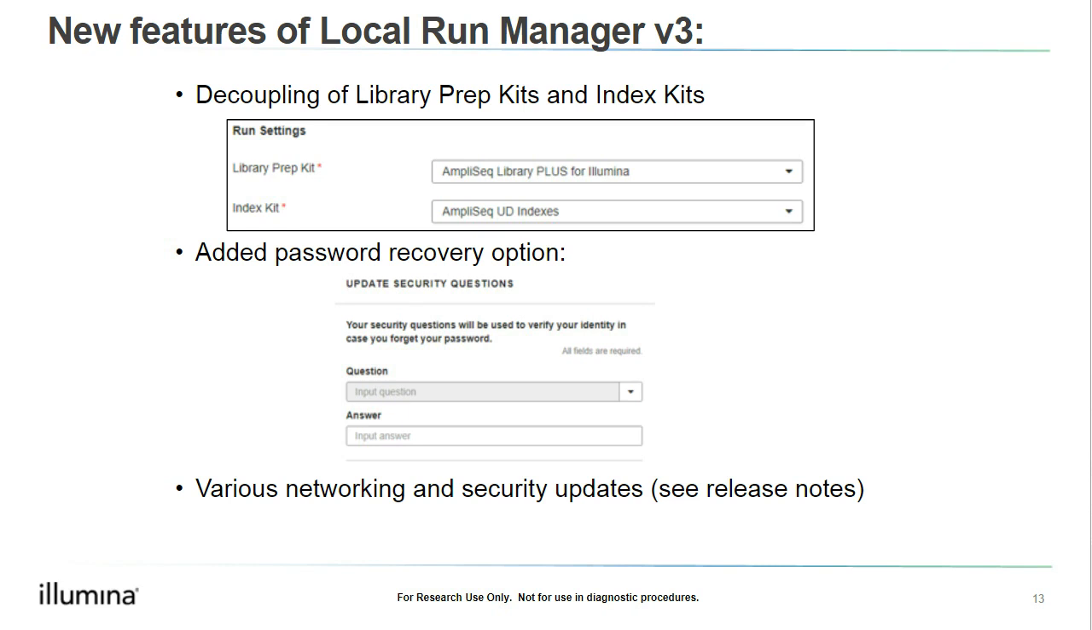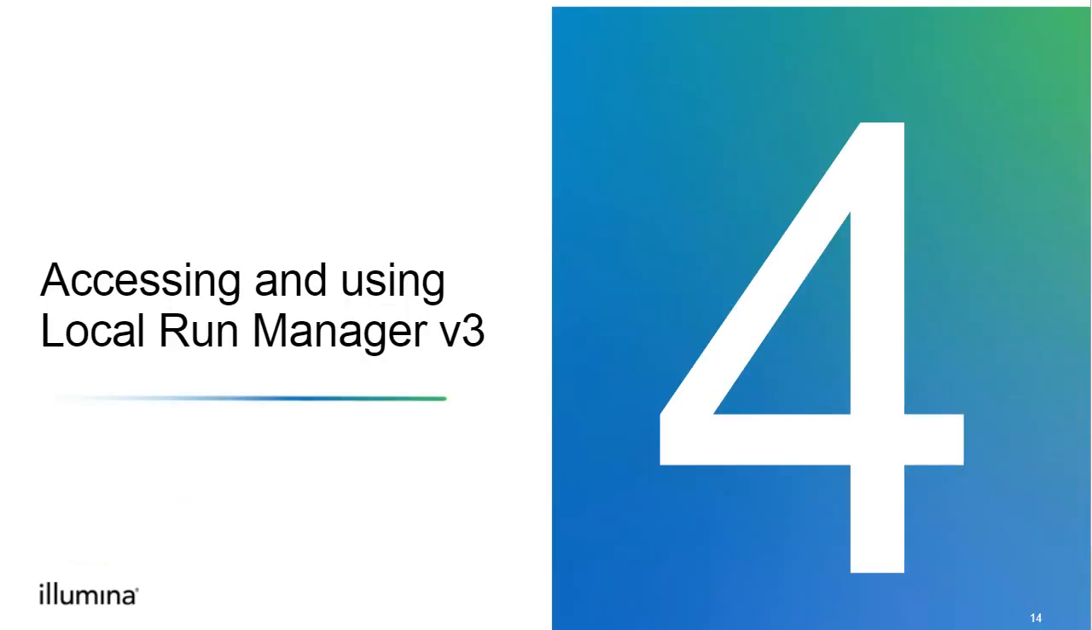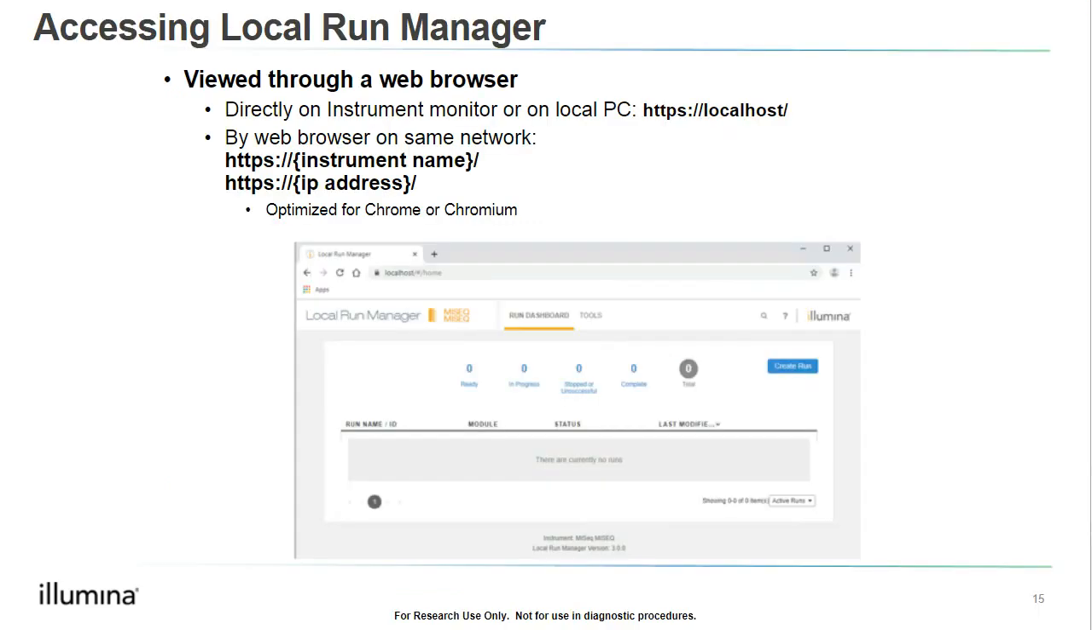Let's talk about now how you actually access and use Local Run Manager. Local Run Manager is accessed through a web browser on the instrument. You're pointing the browser to the same instrument. So if you're familiar with using MiSeq Reporter or previous versions of Local Run Manager, the default address is just localhost. This means you are connecting the instrument to itself. So while this uses a web server, it does not connect to anything off-site. So you do not need an active internet connection in order to use Local Run Manager.